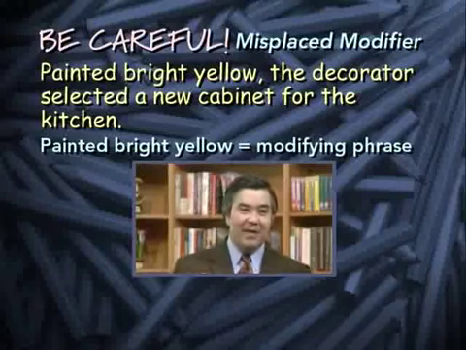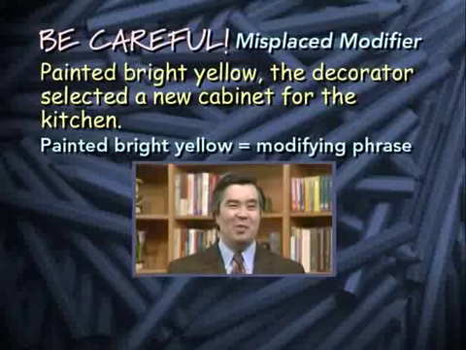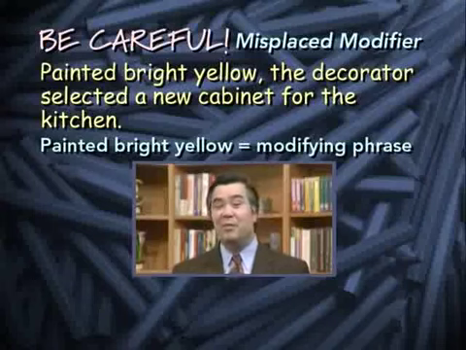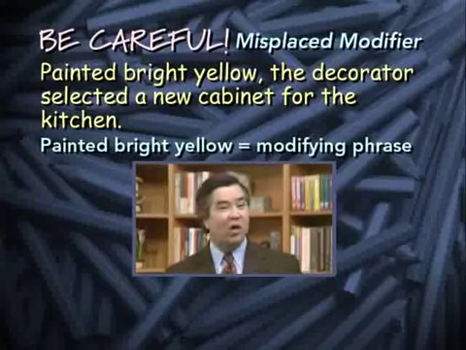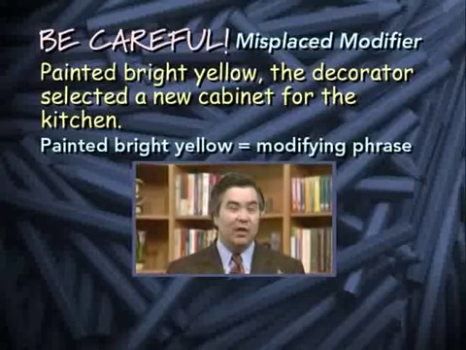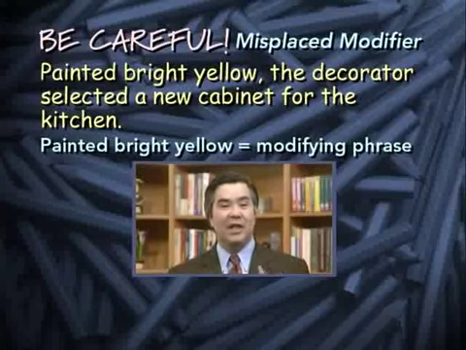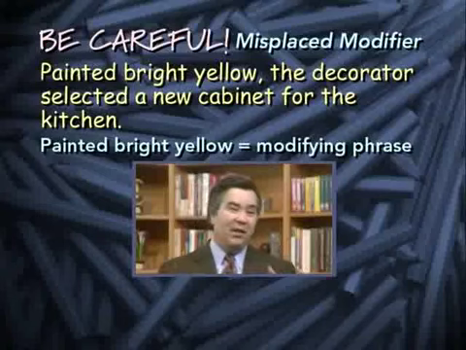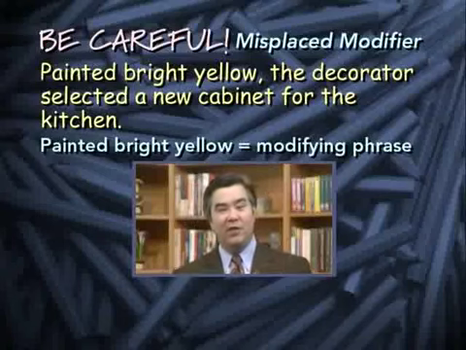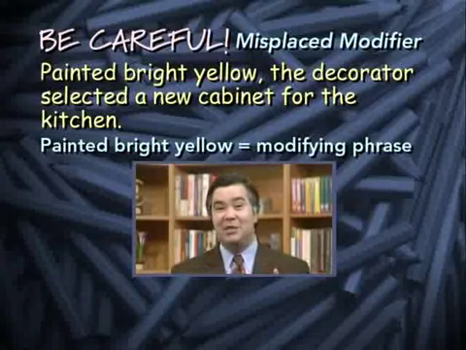If you stop and think about it for a moment, it almost sounds as though the sentence is saying that the decorator was painted bright yellow. Of course, that's not the idea. A person would never be painted bright yellow. And so, after a few seconds of confusion, the reader immediately figures out what is really going on. The thing that's really painted bright yellow, of course, is the new cabinet that has been selected for the kitchen by the decorator. But there is a moment or two of confusion, and it's actually a little comic if you think about what the sentence seems to be saying.